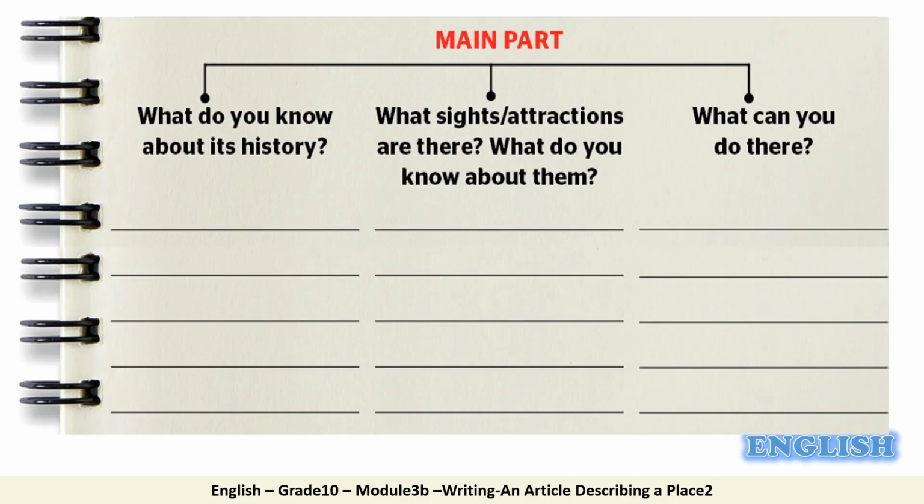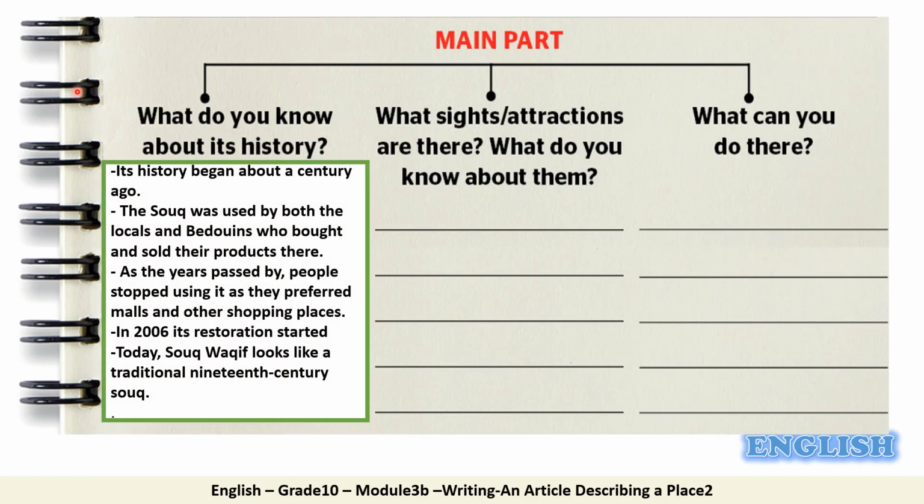In the main part, you need to notice that you have to cover three main areas. The first one, what do you know about its history? The second, what sites or attractions are there and what do you know about them? And finally, what can you do there? So let's share the first area. Excellent. You can talk about its history, which began about a century ago.